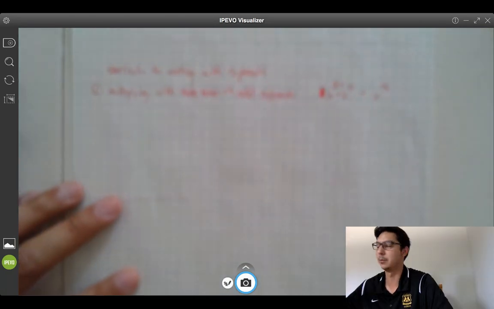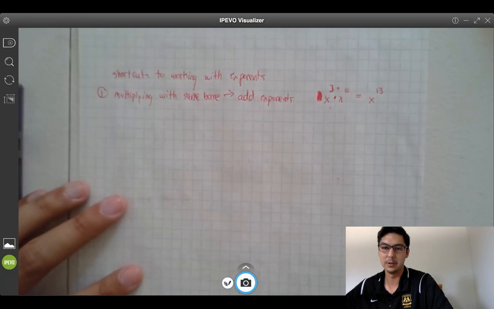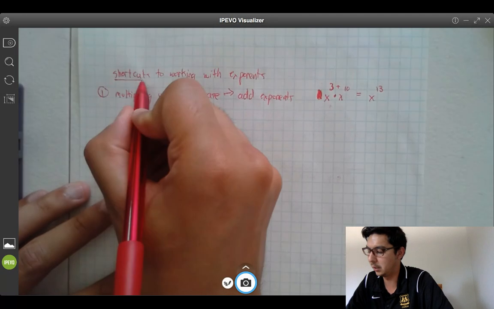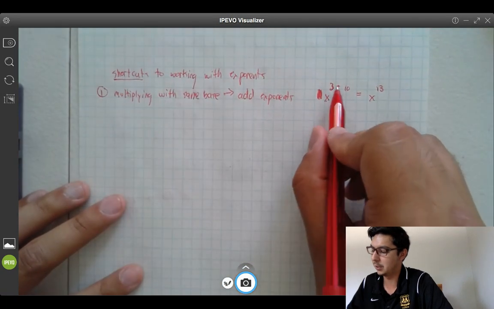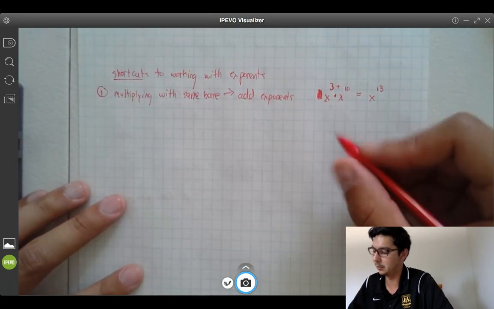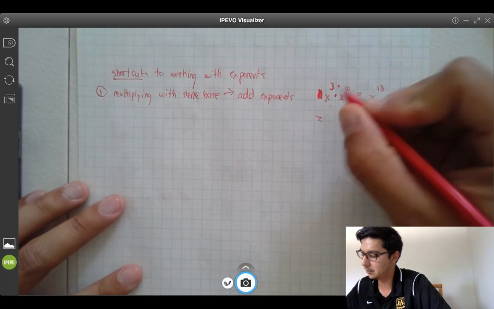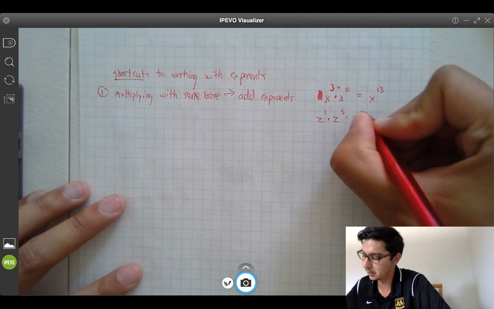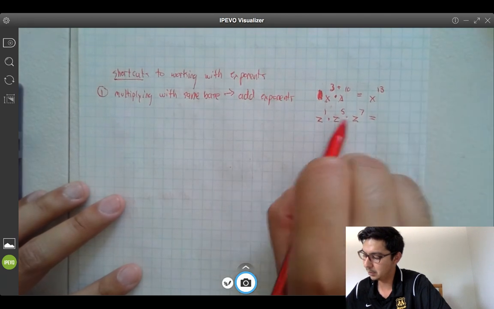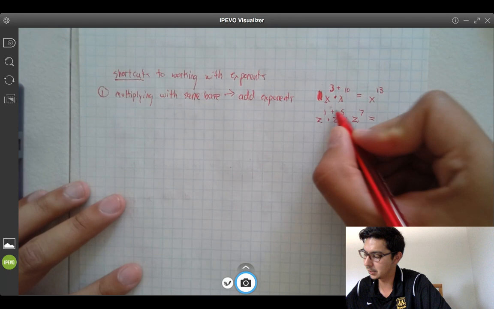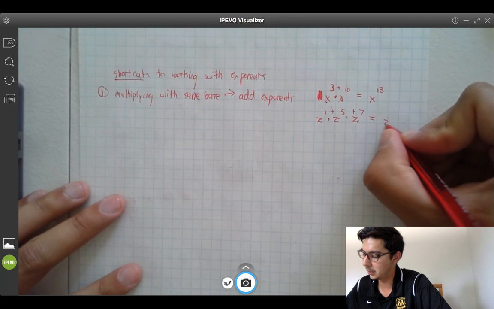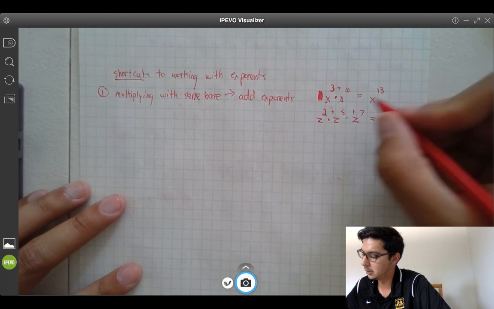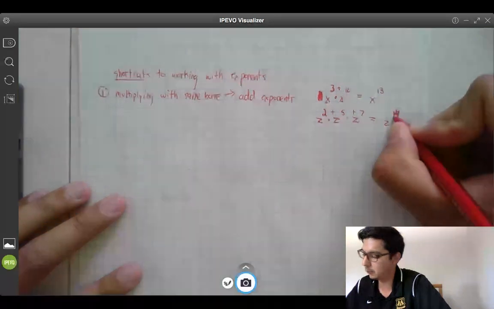So recapping, when multiplying with the same base, the base is the same, x and x, we can just add 3 plus 10 and get 13. If I did z to the first times z to the fifth times z to the seventh, they're all the same base. I'm multiplying, so I can just add those up. 1 plus 5 plus 7 gives us 13 too. That's just unlucky. I'll make that a 2, just to get a different answer. 14. Okay.